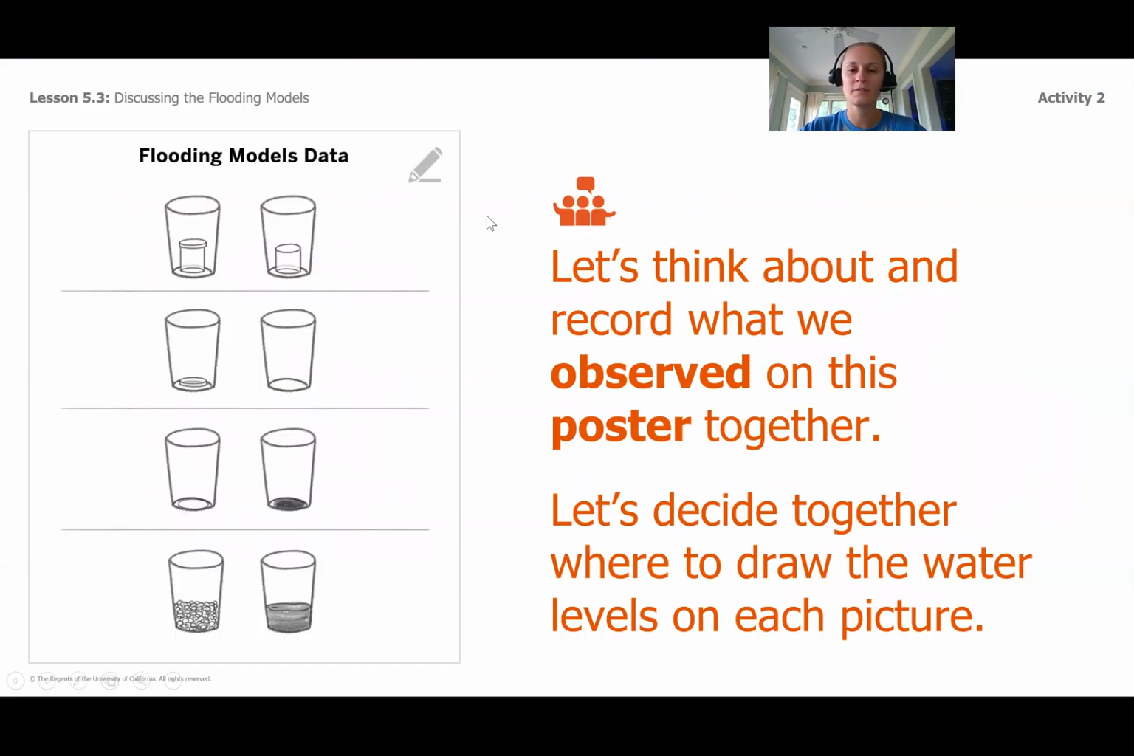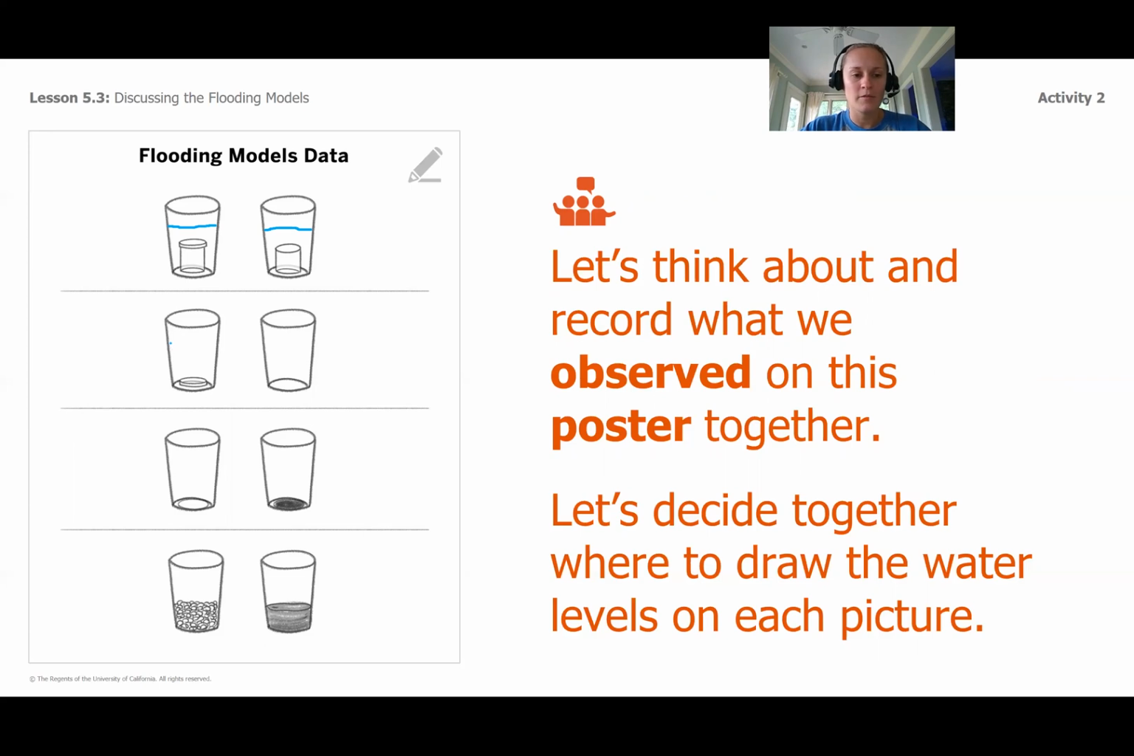And day 2, let's think about and record what we observed in the poster together. Okay, so let's decide together where to draw the water levels on each picture. Okay, let me get out my drawing tool. Okay, perfect. So in the first one, we had the garbage can cover, okay, and I noticed that the water line with the covers was slightly higher than the one without the covers, but just a little.